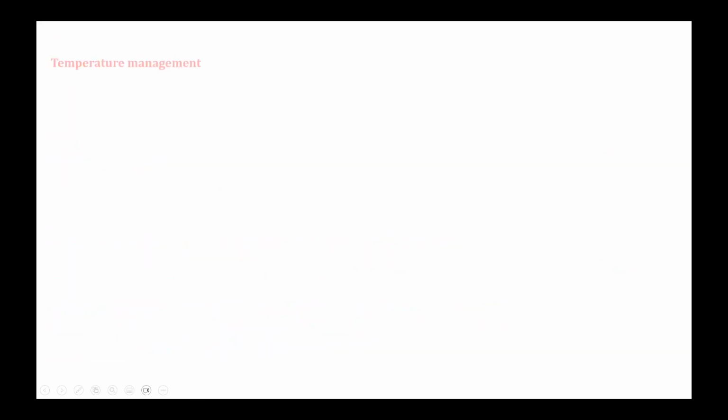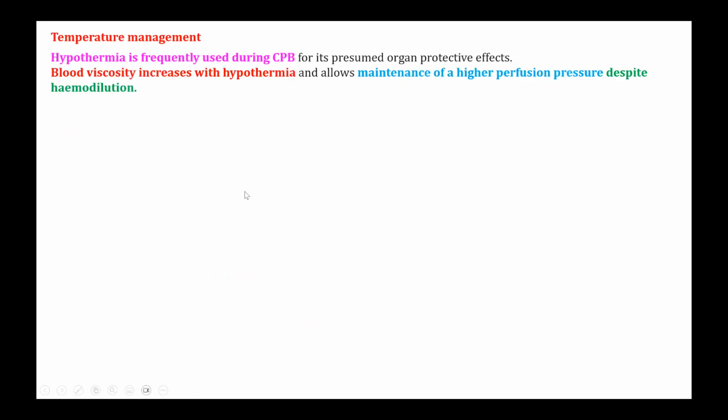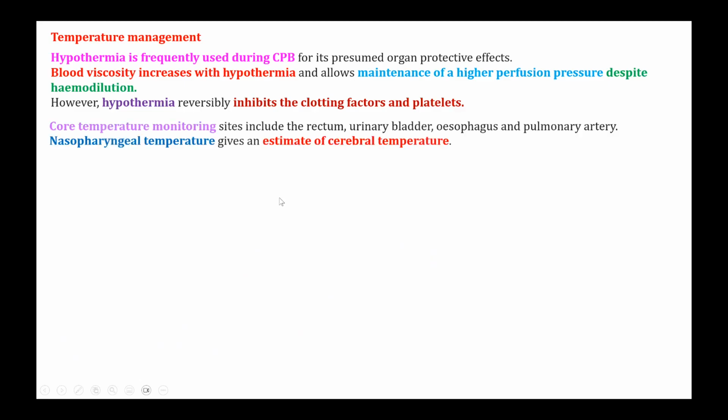And temperature management. Hypothermia is frequently used in cardiopulmonary bypass, and blood viscosity increases with hypothermia, which maintains high perfusion pressure despite hemodilution. But hypothermia has an inhibitory effect on clotting factors and platelets, so bleeding can be more. Core temperature monitoring can be done through the rectum, bladder, esophagus, or pulmonary artery, and nasopharyngeal temperature corresponds to the cerebral temperature.